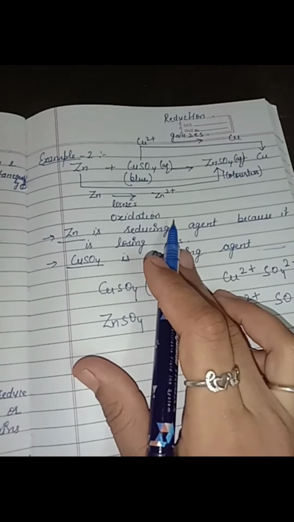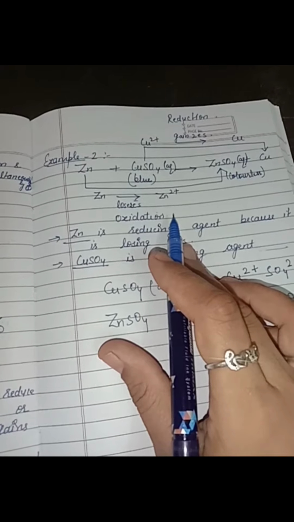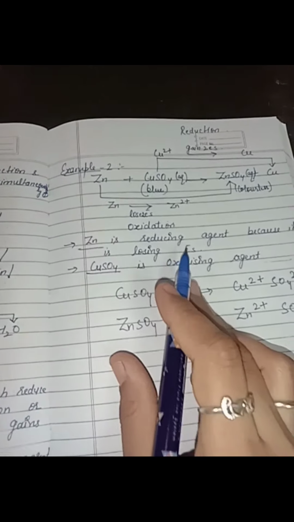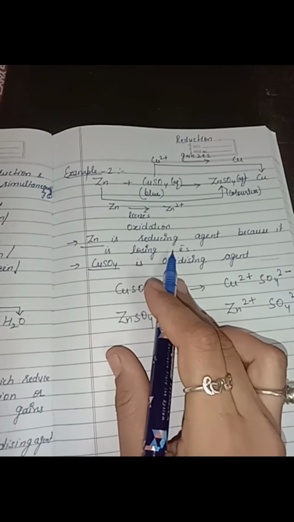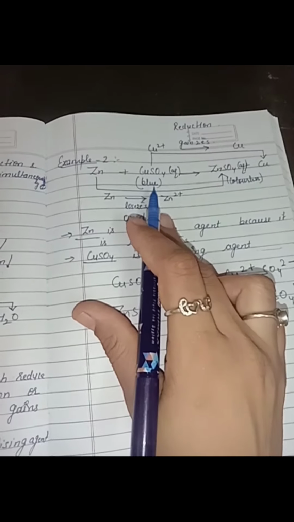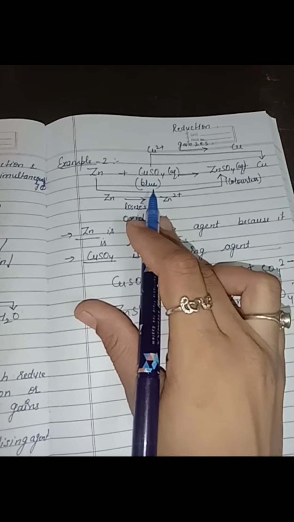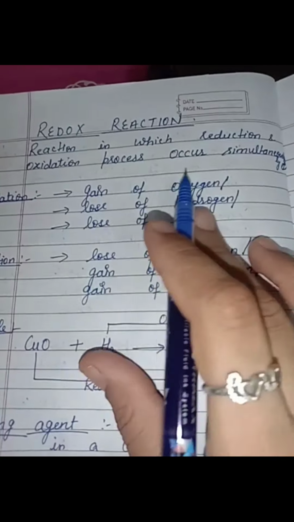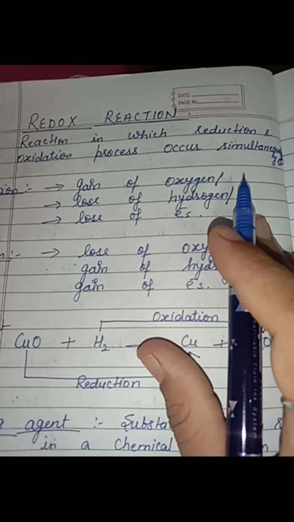So in this reaction we can also recognize where the oxidation and reduction are going on by knowing where the losing and gaining of electrons are taking place. So zinc will be the reducing agent because it is losing electrons, and copper sulfate will be the oxidizing agent. So these are redox reactions, where the reduction and oxidation processes occur simultaneously.